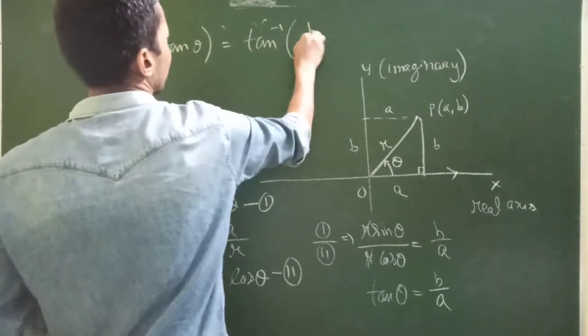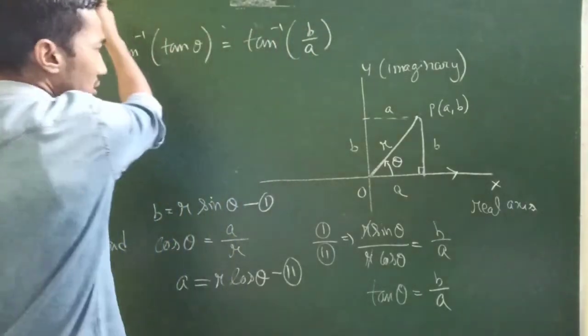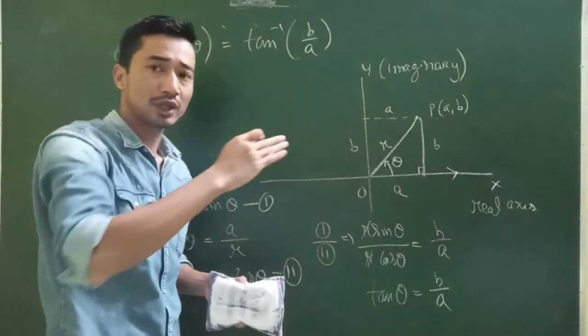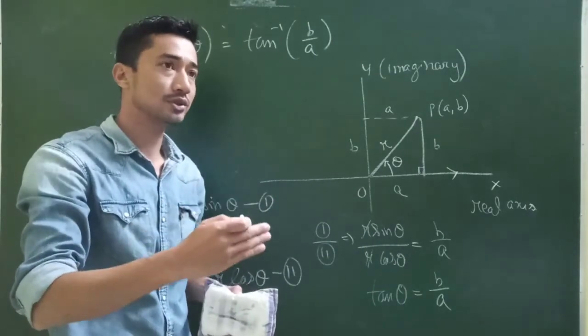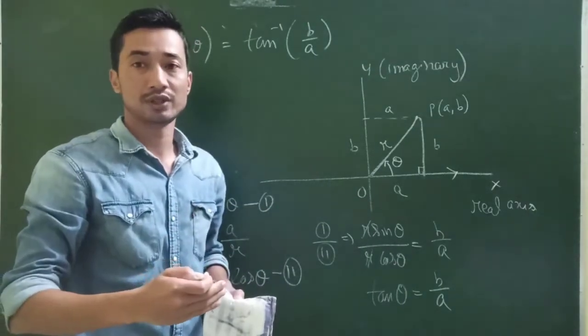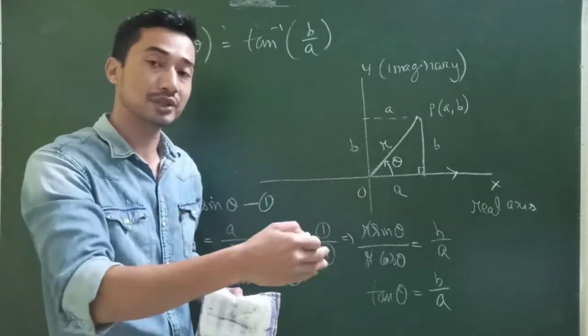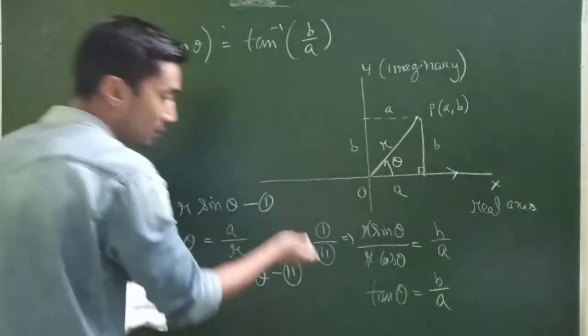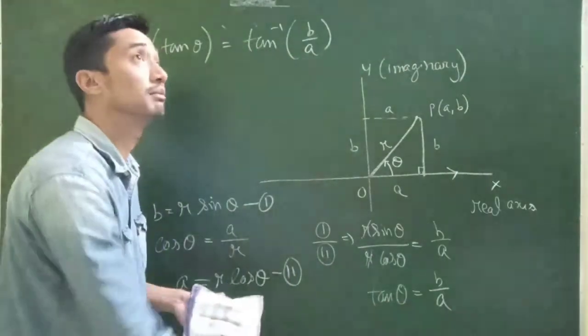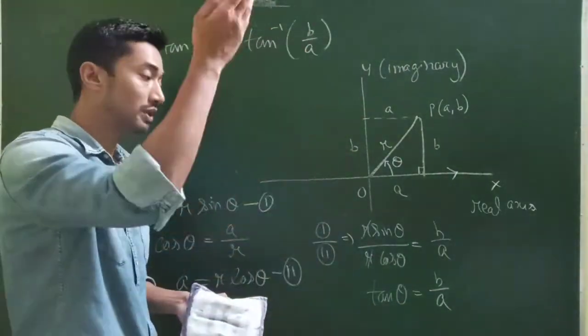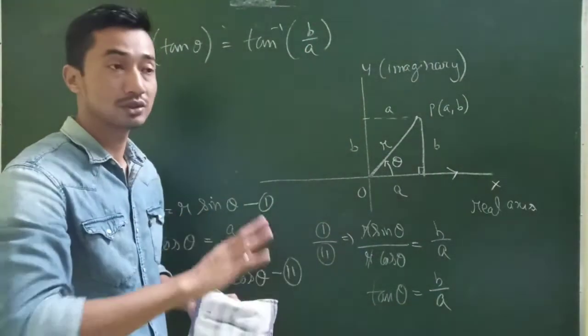Tan inverse of b by a. We are actually not cross multiplying, because as we all know, trigonometric ratios are not products of the tangent and the angle, they are ratios. So don't assume that I'm just cross multiplying and it goes up and becomes tan inverse. No, it's not like that.